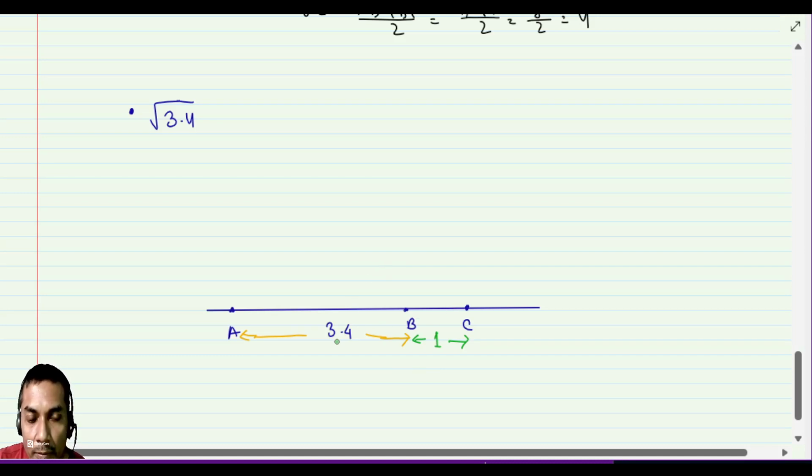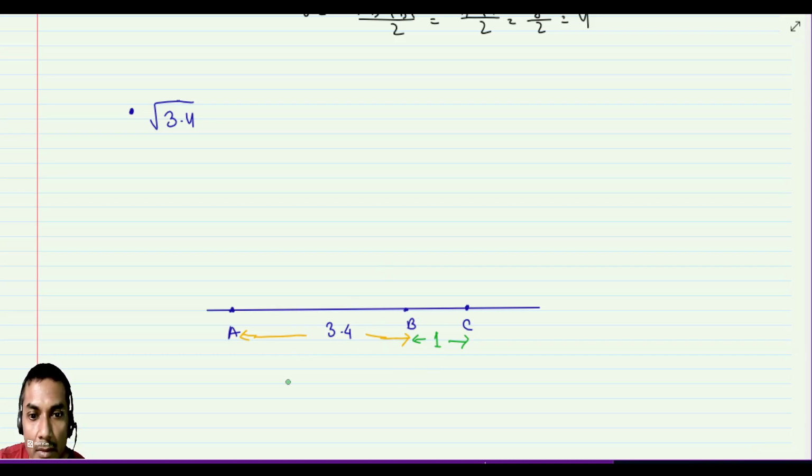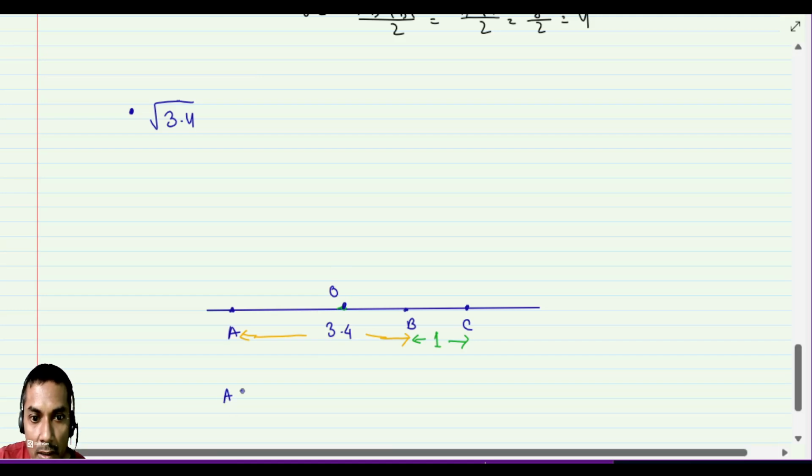Then you take half of this sum, for getting the center O. So AO is 3.4 plus 1 divided by 2. Find out the radius. That is 4.4 divided by 2, that is 2.2. So at 2.2 centimeter, this is actually 2.2.